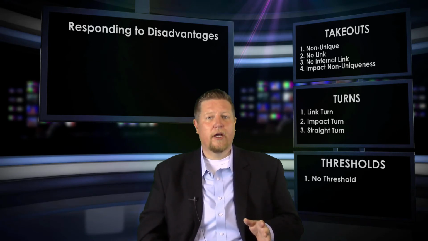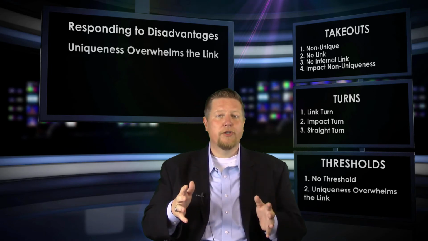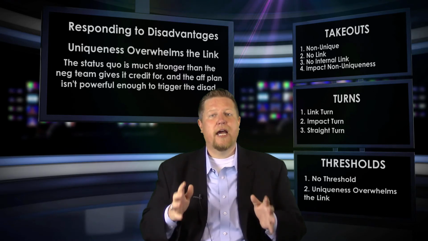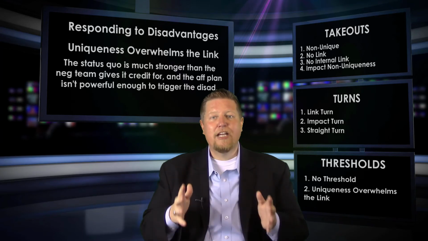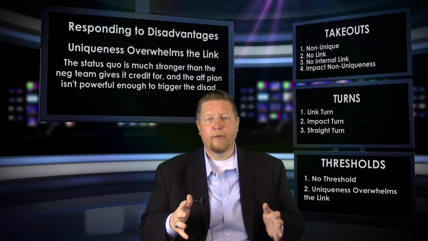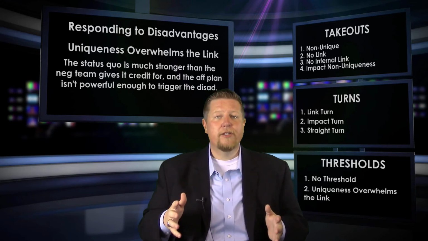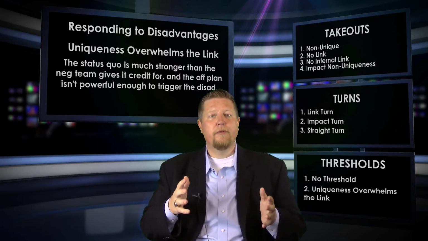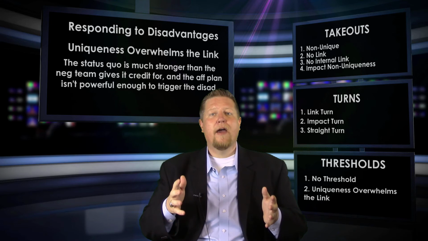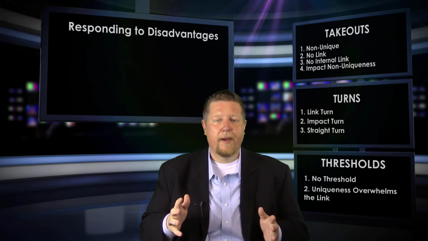The second type of threshold response is to claim that uniqueness overwhelms the link, which is a really fancy way of saying that the status quo is much stronger than the negative team claims it is, and it can easily absorb the weight of the affirmative plan. For example, if the negative team claims that the federal action will anger the states and lead to civil war, the affirmative could respond by saying that uniqueness overwhelms the link and that we are so far from a civil war that the affirmative plan does little or nothing to trigger the impact.